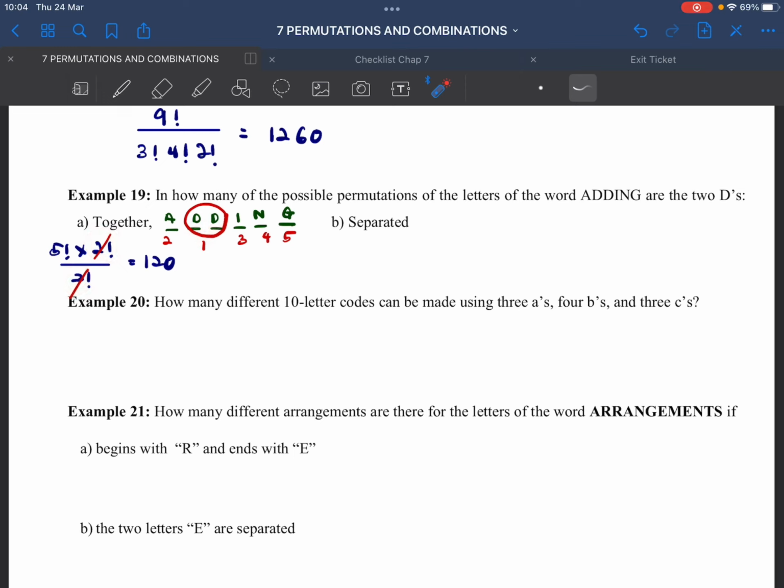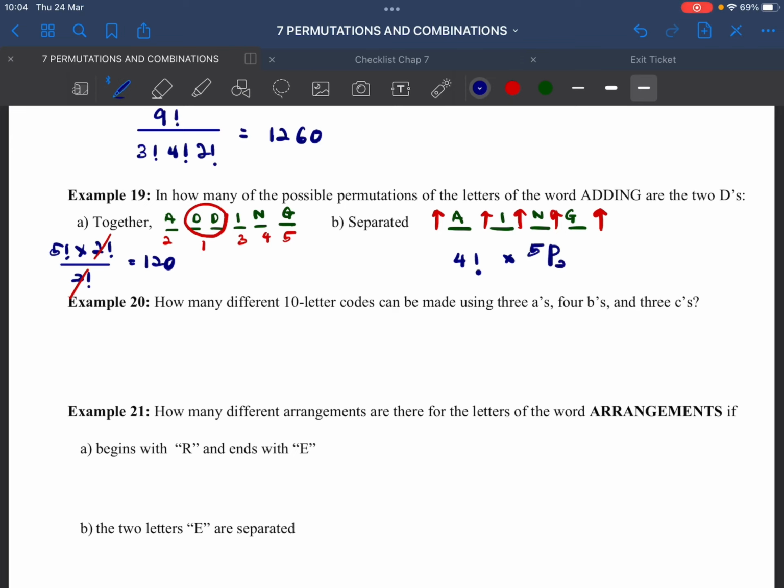Okay, now separated. If the 2 D's are separated, so ingat apa yang tak diseparatekan kita susun dulu. So we have A, I and G, ada 4. A, I and G. Okay, so dekat mana D tu boleh duduk? Separated di celah-celah. So D boleh duduk sini, boleh duduk sini, boleh duduk sini, boleh duduk sini, boleh duduk sini. Okay, so A, I and G, 4 letters. So that means 4 factorial. 1, 2, 3, 4, 5 tempat. Darab dengan 5 tempat. Nak letak berapa huruf?